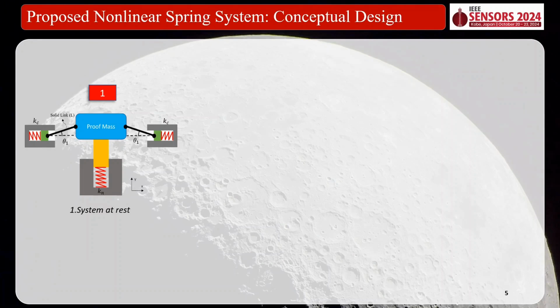As you can see here, we have a proof mass and two horizontal springs, which are connected with solid links, which are initially tilted about 2 or 3 degrees. And we have joint connections between the solid links and the proof mass, and also between the solid links and the horizontal springs.